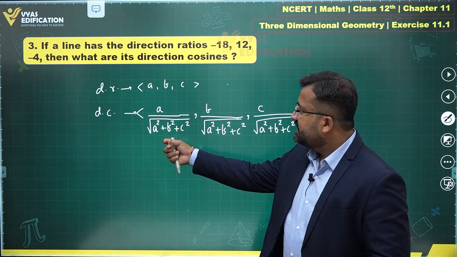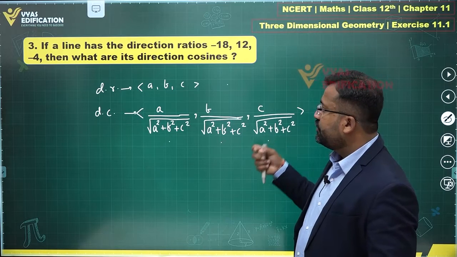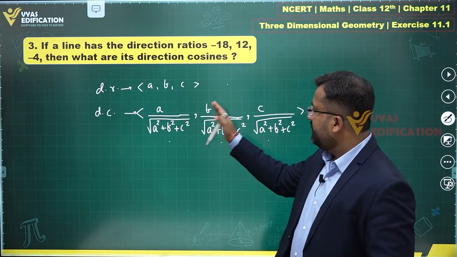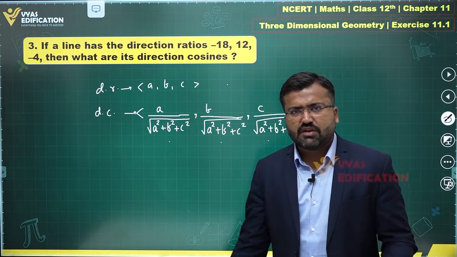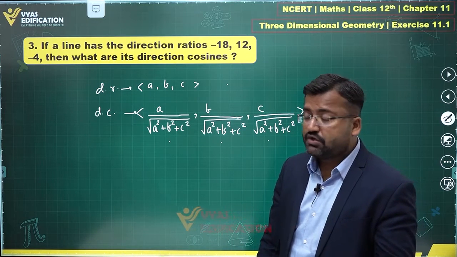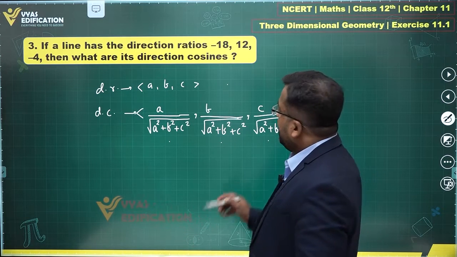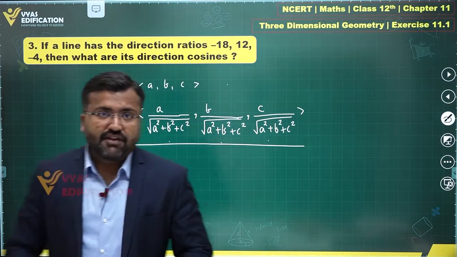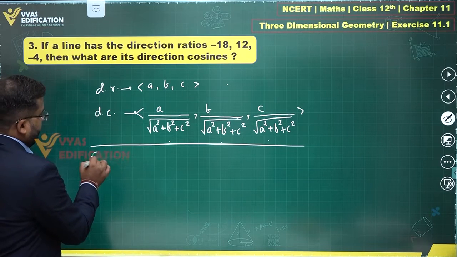You can see the sum of squares should be equal to 1. You can see A square plus B square plus C square upon A square plus B square plus C square is equal to 1. That's the important thing about direction cosines, right? Okay, so it is given that a given line has direction ratios given.